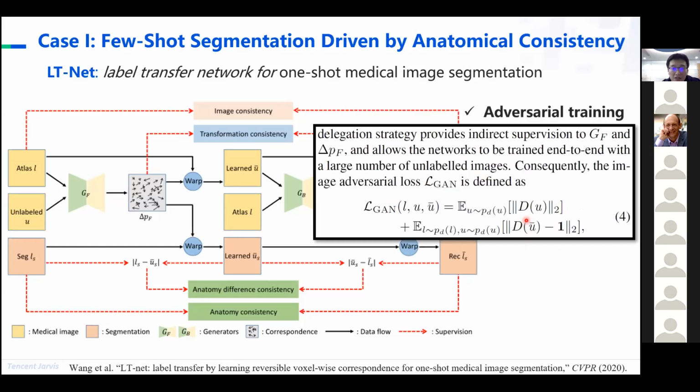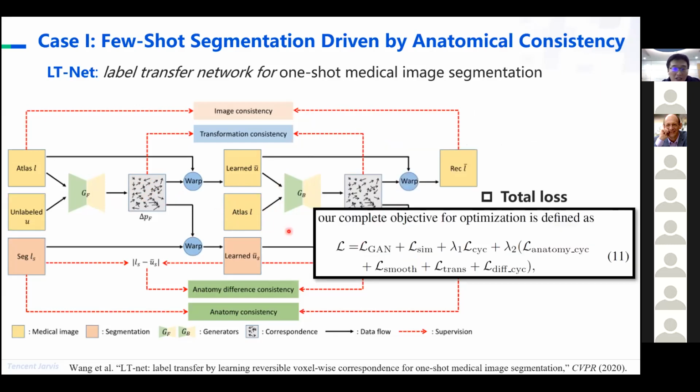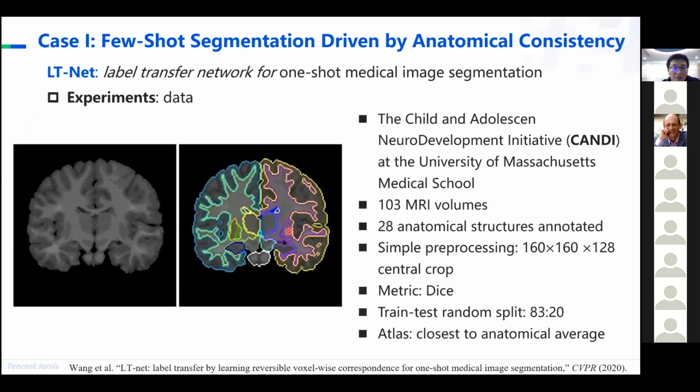And finally, adversarial training is an effective strategy commonly used in GAN, so we also incorporate it. Here, however, we cannot judge whether a deformation field is true or false. Therefore, we employ a discrimination strategy to differentiate the real unlabeled image and the one warped from the atlas. In this way, we just get rid of the problem of the reality of the deformation field. And then the total loss is a weighted summation of all the losses mentioned above.